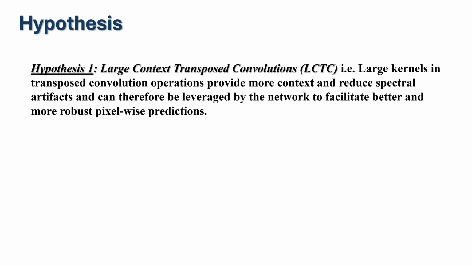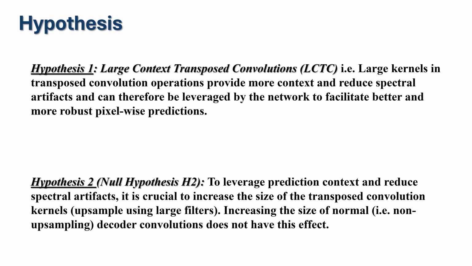Large context transposed convolutions, LCTC, that is, large kernels in transposed convolution operations, provide more context and reduce spectral artifacts, and can therefore be leveraged by the network to facilitate better and more robust pixel predictions. Our second hypothesis is the null hypothesis, which says that to leverage prediction context and reduce spectral artifacts, it is crucial to increase the size of the transposed convolution kernels, that is, upsample using large filters. Increasing the size of the normal, that is, the non-upsampling convolutions in the decoder, does not have the same effect.